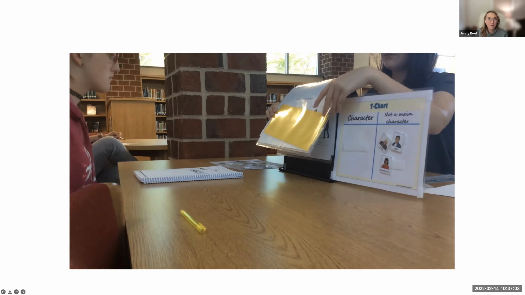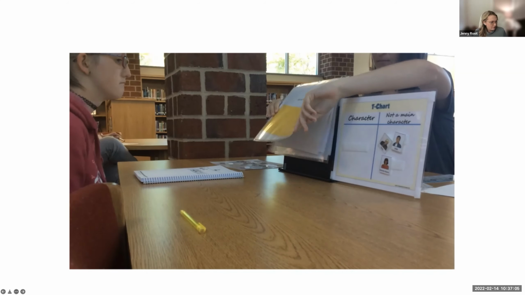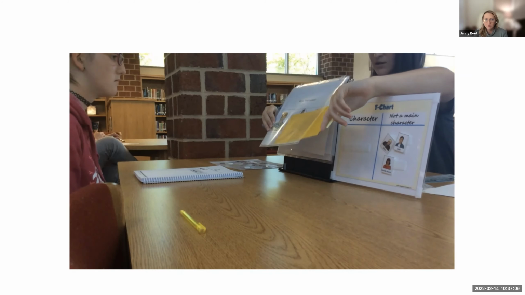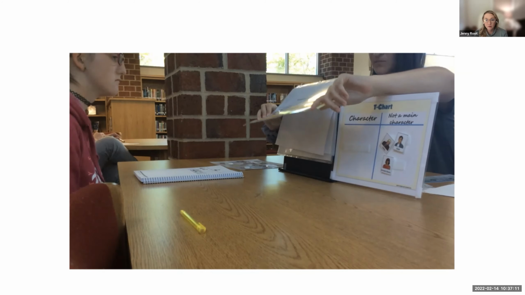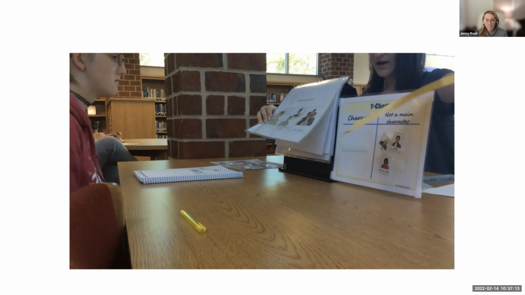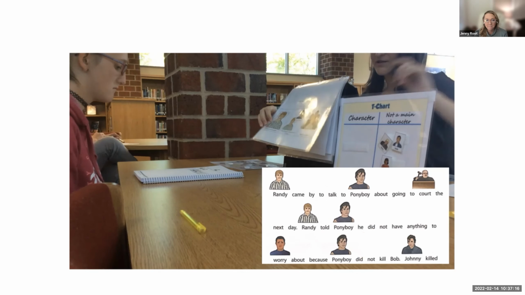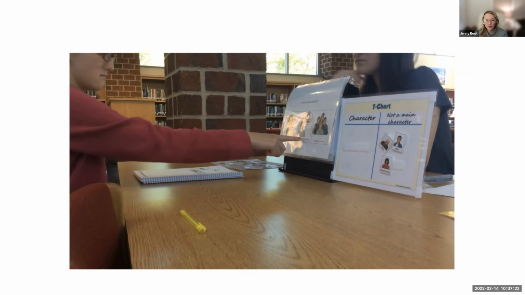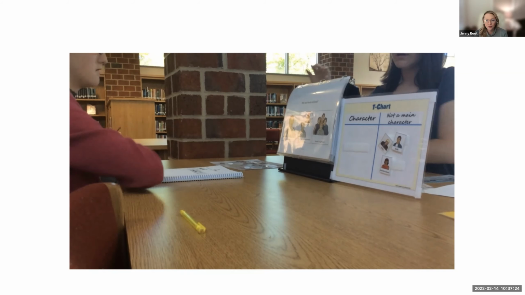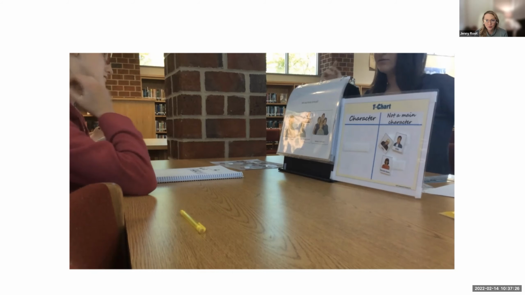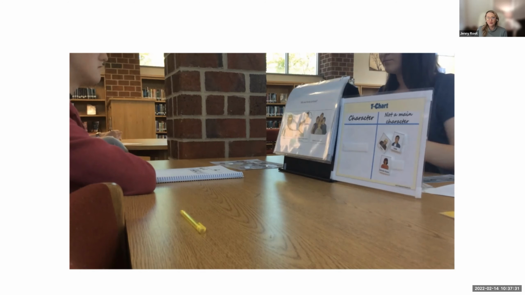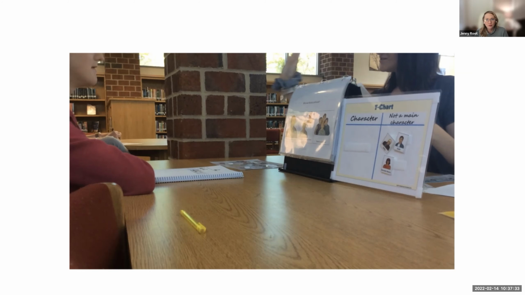Why is Randy confused? Randy has a concussion. Randy thought Ponyboy would be happy. Randy is a greaser. Why is Randy confused? Because Randy thought Ponyboy would be happy. Yeah. After everything, he thought he'd be happy, but he's sad. Okay. Yep, good job.